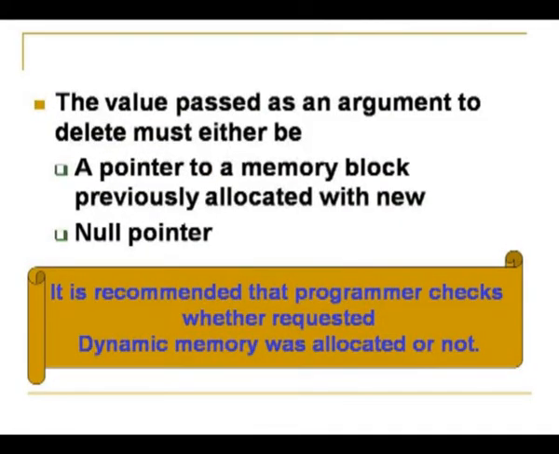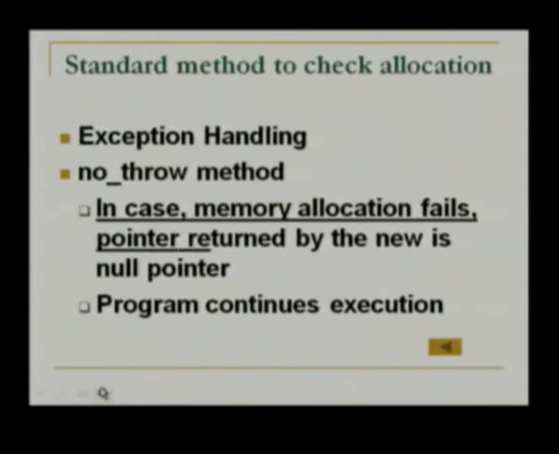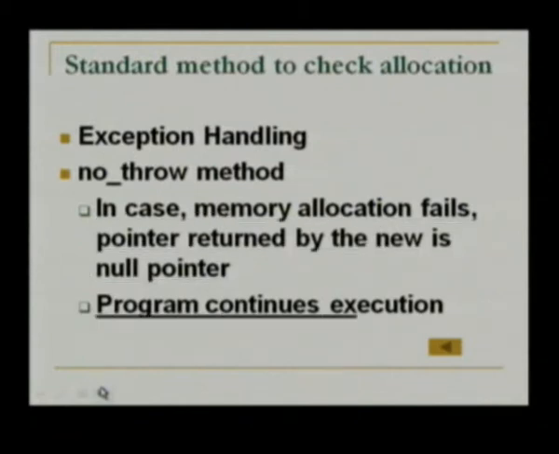So, the programmer needs to check whether the requested dynamic memory was allocated or not. He cannot take for granted that when new is given, memory is allocated. One is the concept of exception handling, which is a separate concept in C++, which we will be seeing later. The other is called the no throw method. No throw method is, in case the memory allocation fails, the pointer returned by new is a null pointer, and the program will just continue its execution. It will not affect the proceeding of the program in any way.